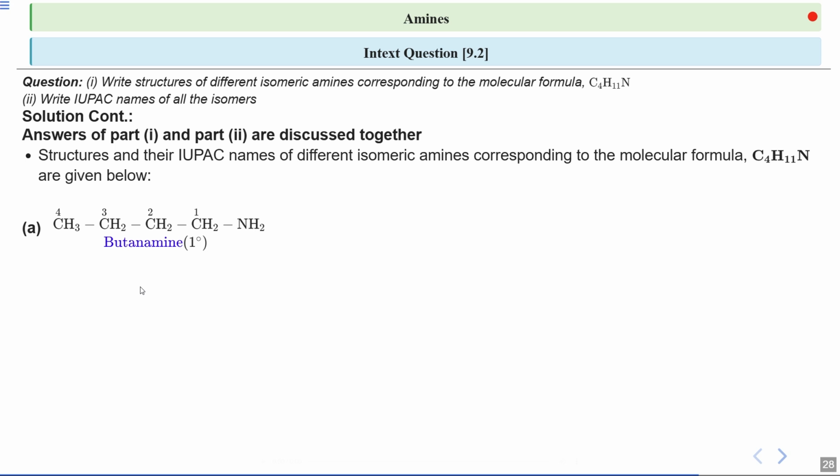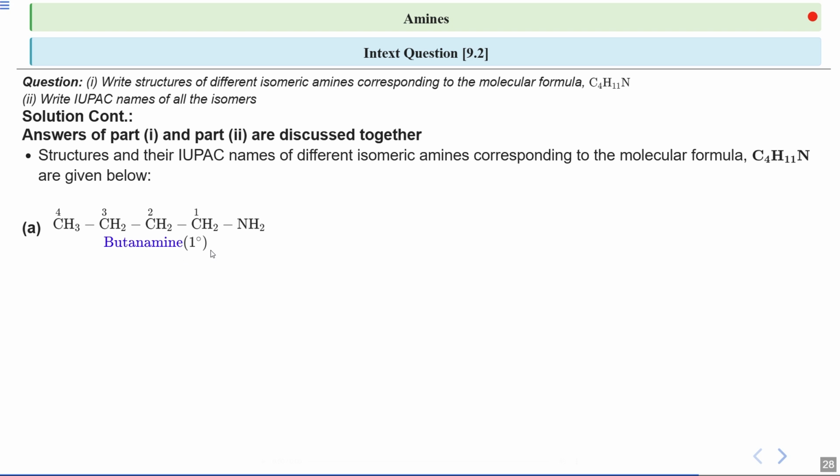How will you name it? I have taken this as the carbon chain. 1, 2, 3, 4. 4 carbon atoms are there. The root word will be butane. And the E of butane will be replaced by amine. So it will be butane amine. And what kind of amine is it?